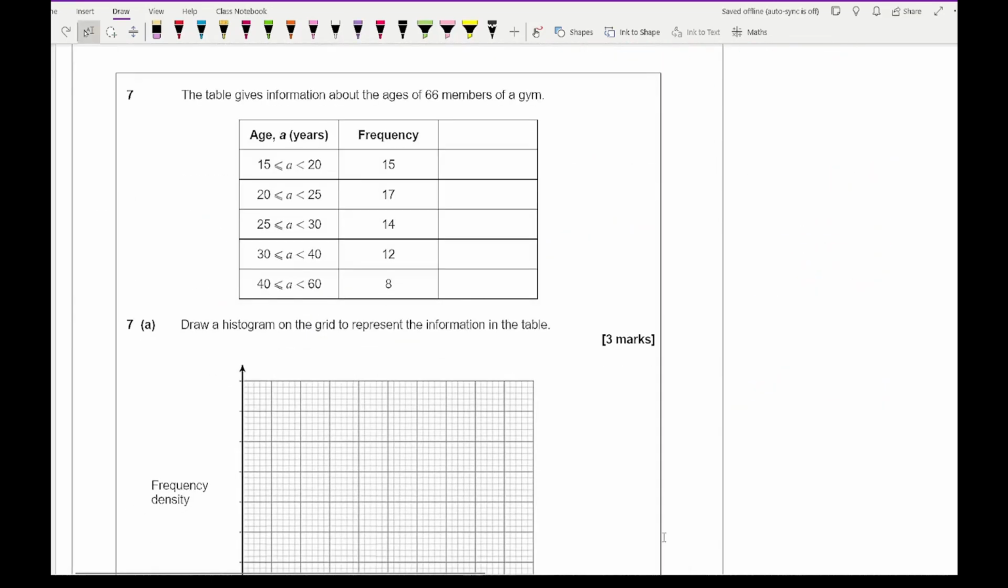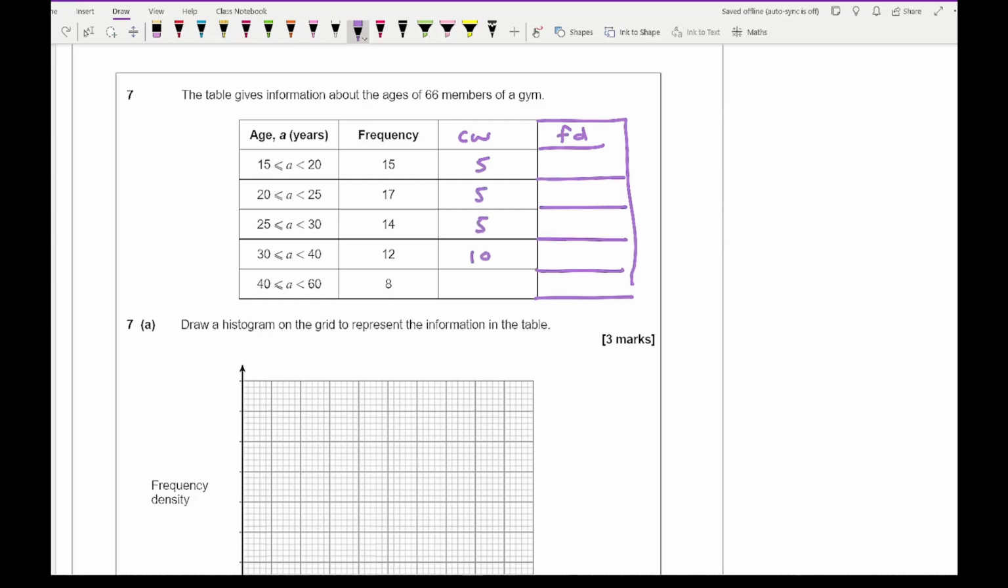Then moving on to question 7, it says the table gives information about the ages of 66 members of a gym. And question 7a says complete the histogram on the grid to represent the information in the table. So again, what I need to do here is create 2 additional columns: class width and then frequency density. So the class widths are 5, 5, 5, 10 and 20. Then to work out frequency density, it's frequency divided by the class width.